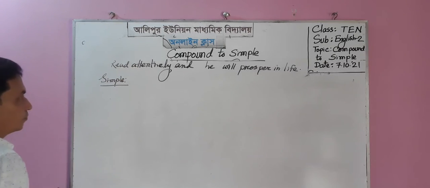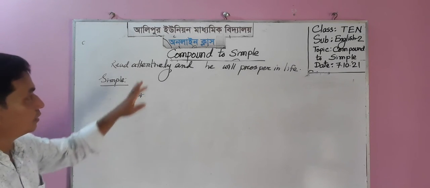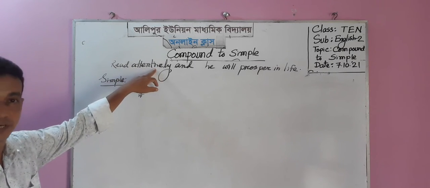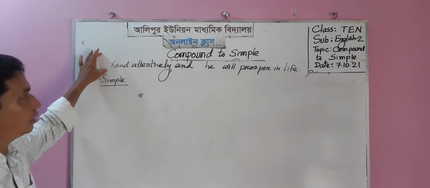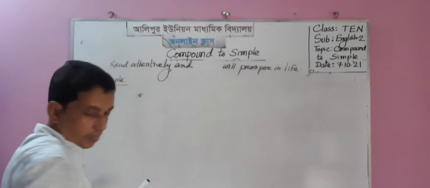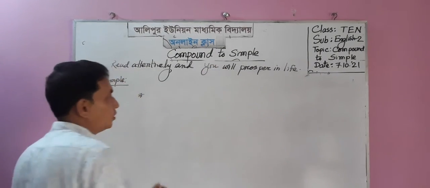Dear students, look at the whiteboard. I have written a sentence using an imperative sentence. Dear students, read attentively. In an imperative sentence there is no subject at first. He will not. You will prosper in life.